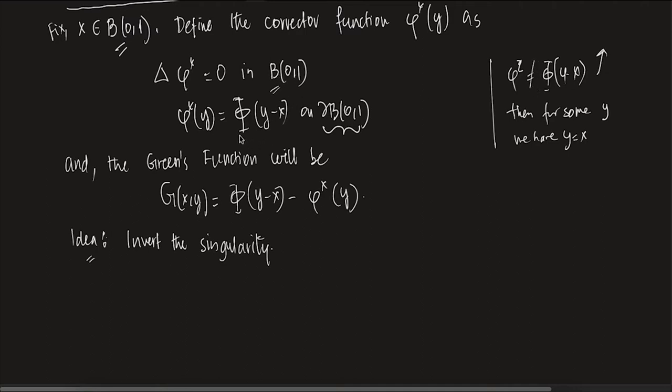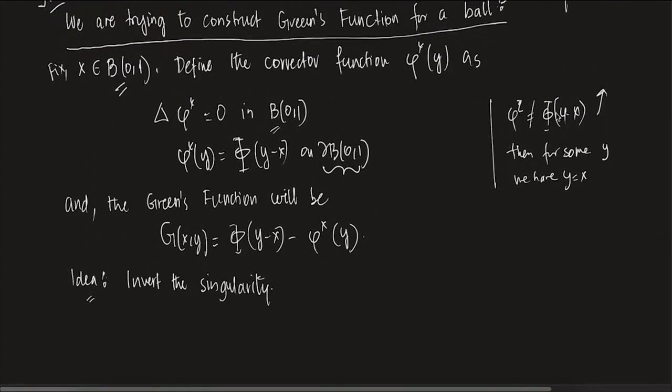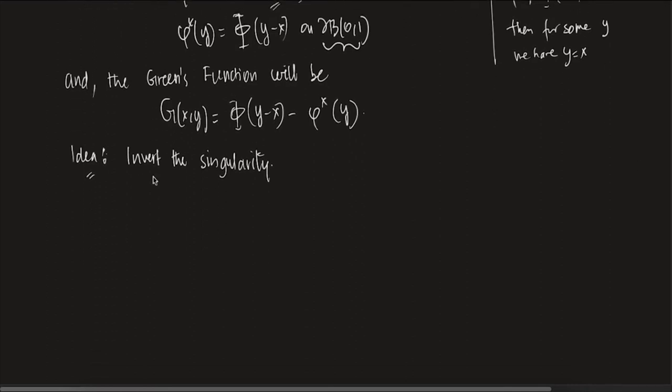So basically what we want to do is find a function which is the value of the fundamental solution at y minus x on the boundary, but with Laplacian of φ^x zero in the interior of the ball. You do understand what I'm saying? So let's try to construct such a thing. That is why we want to invert the singularity, because definitely there is a singularity at x equals y. So let's just invert the singularity.